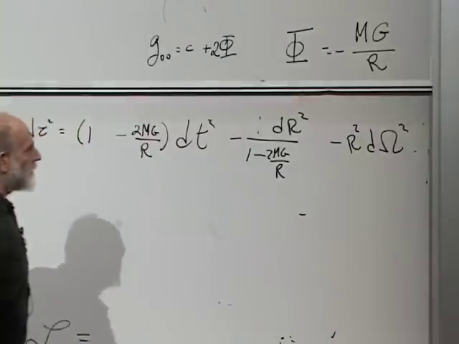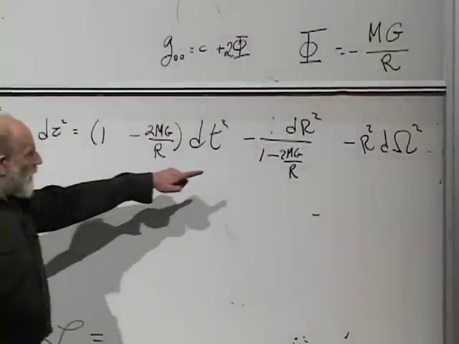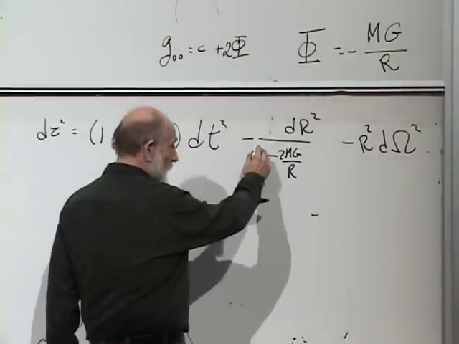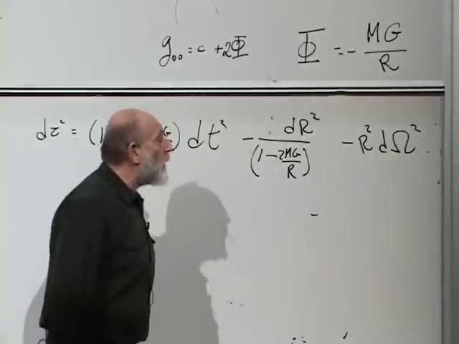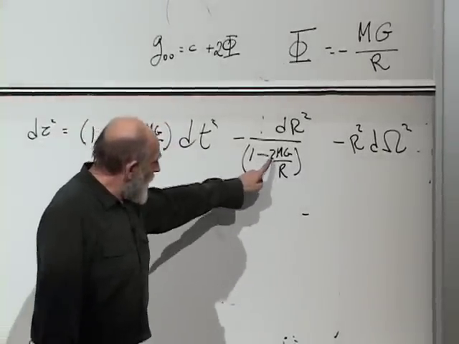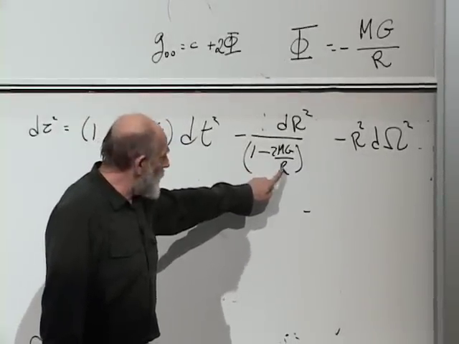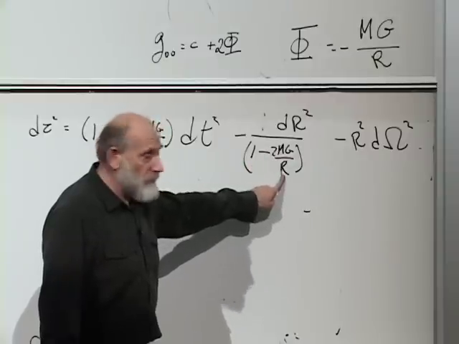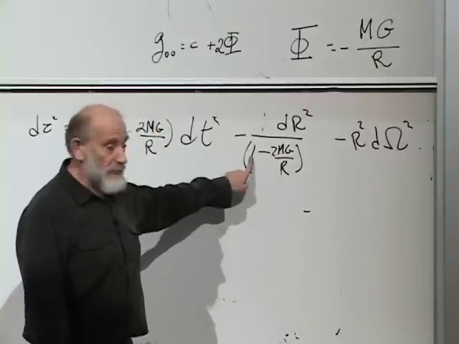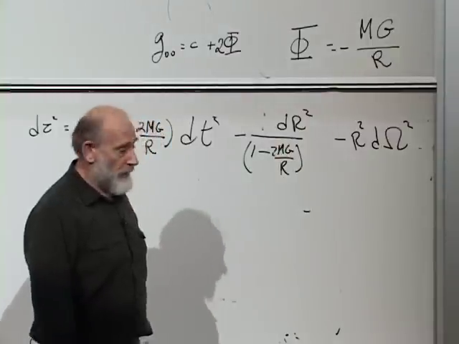Now again, when you go far away from the black hole, or from the mass, it doesn't have to be a black hole, r becomes large, 2mG over r becomes small, 1 just stays there, and this just becomes 1.